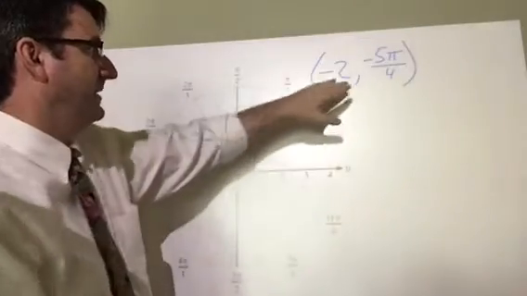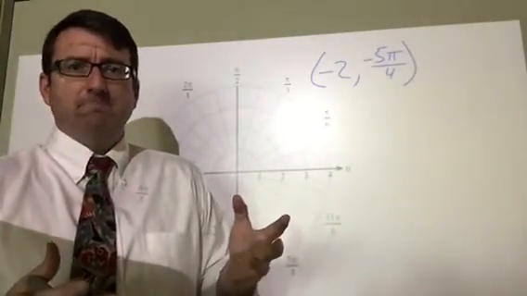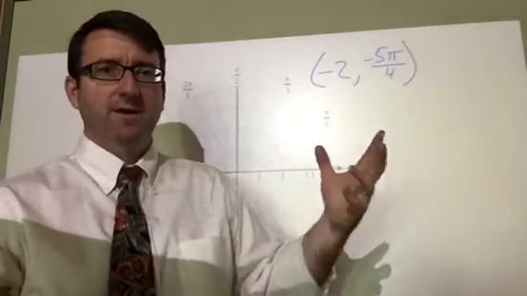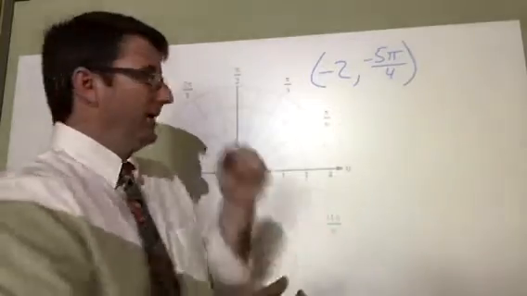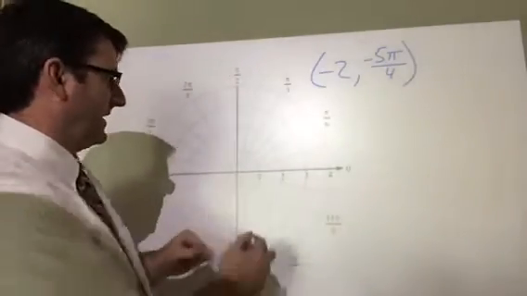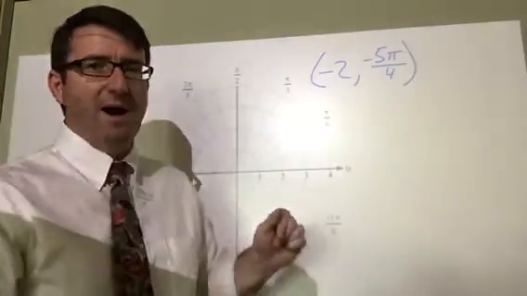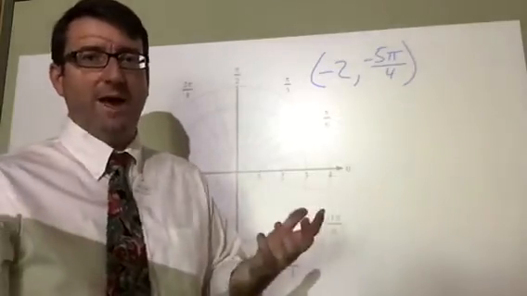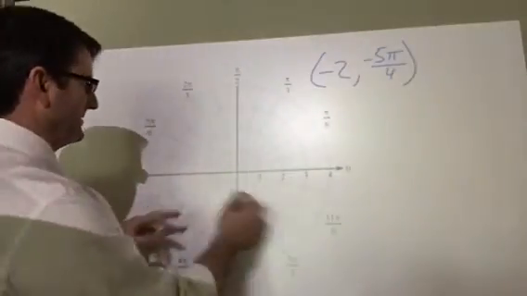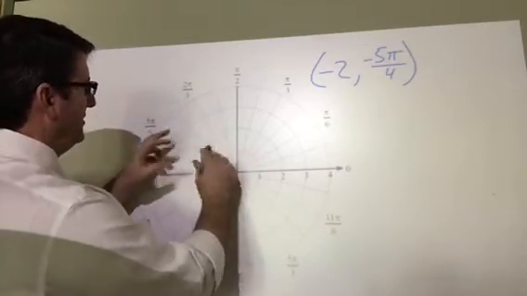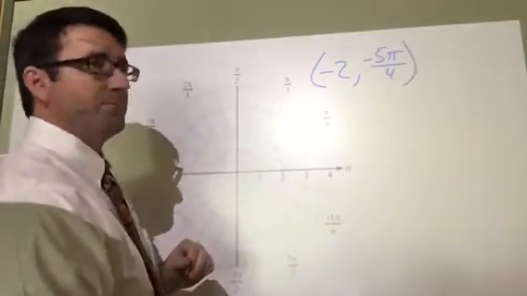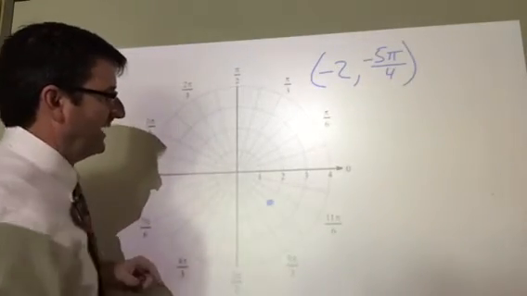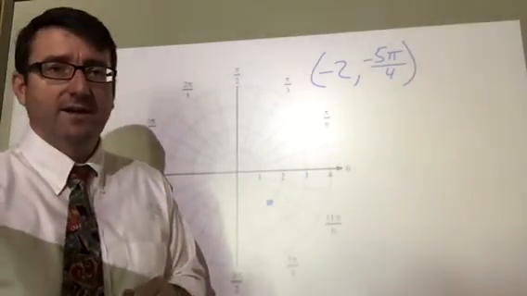And now the negative radius. It may seem strange to talk about a negative distance, a negative radius. And it kind of is. It's like saying instead of go 2 miles to the southeast, go negative 2 miles to the northwest. And that's kind of how this works out. So instead of going 2 units this way, toward that angle, we're going to go 2 units the opposite direction. So that point is going to be right there. That's going to be the point -2, -5 pi over 4.